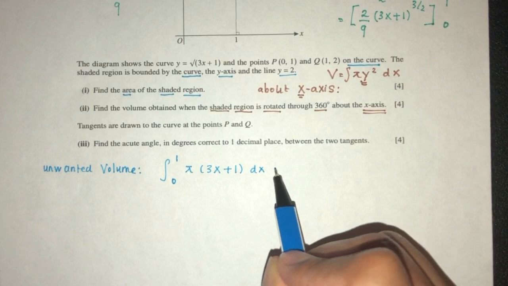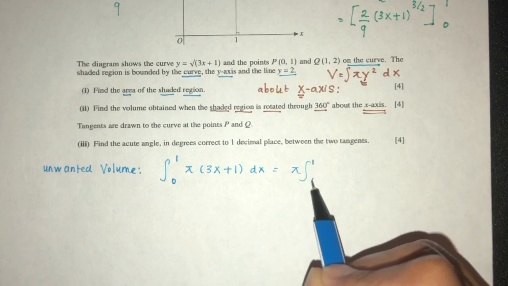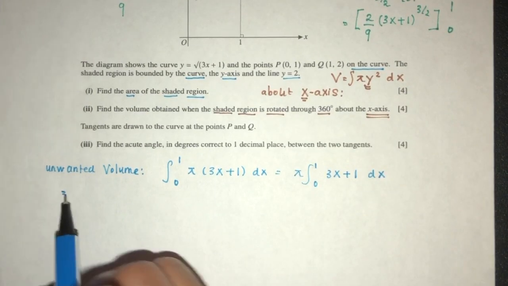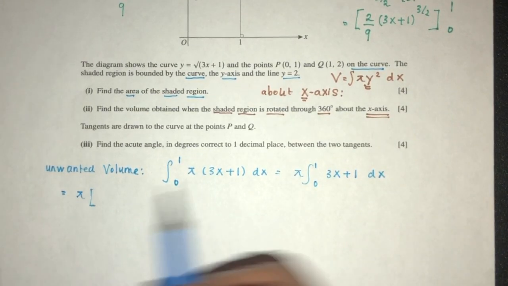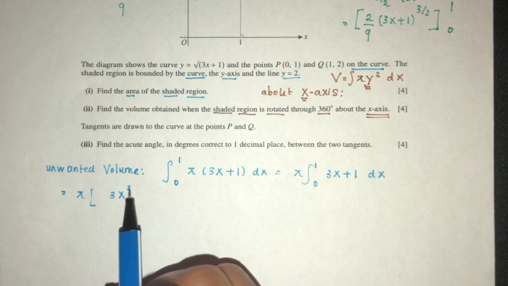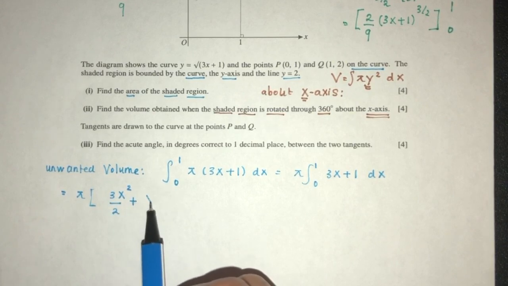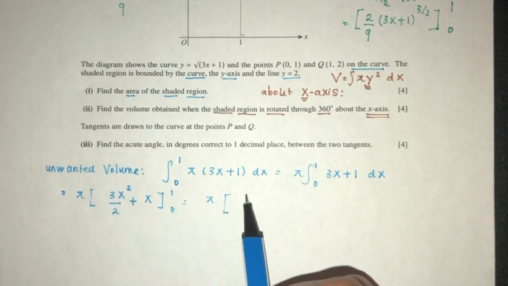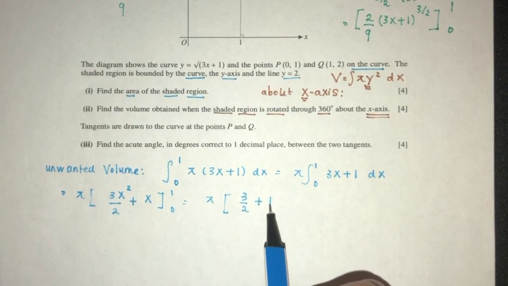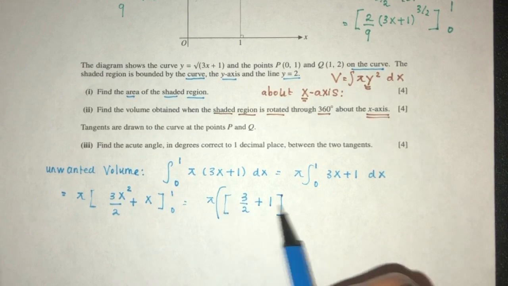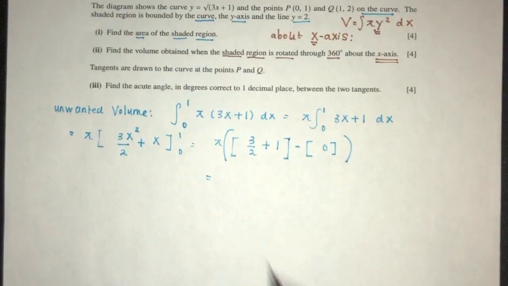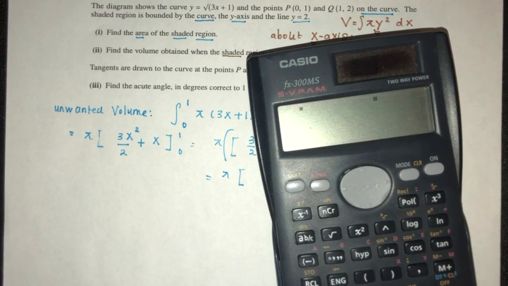Now we can take this out. It's only a multiple. You will have integral from 0 to 1 of 3x plus 1 dx. Now simplify. Pi is pi. That will be 3x squared over 2 plus x, from 0 to 1. Pi is pi. That will be 3 over 2 plus 1 minus 0. So let's see what we get here. Pi is pi again. So 3 over 2 plus 1 should be 2.5.